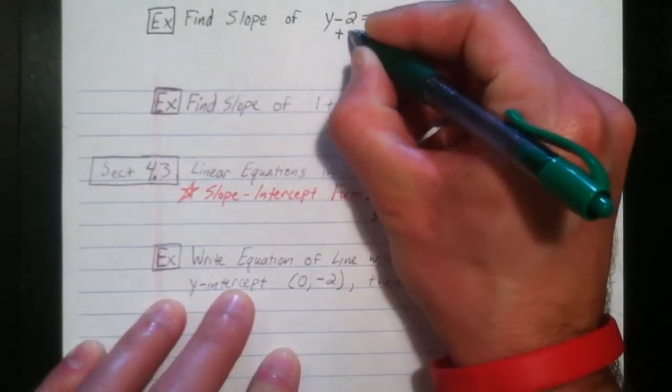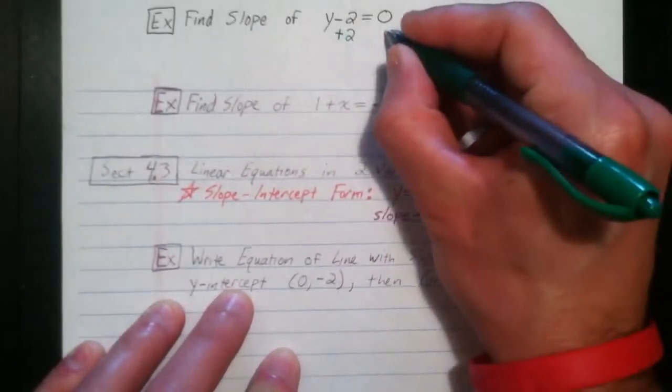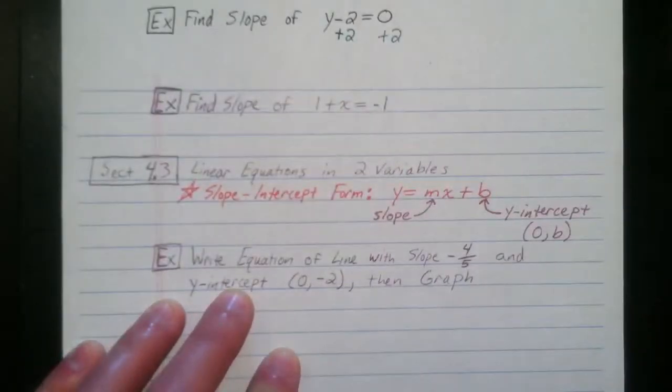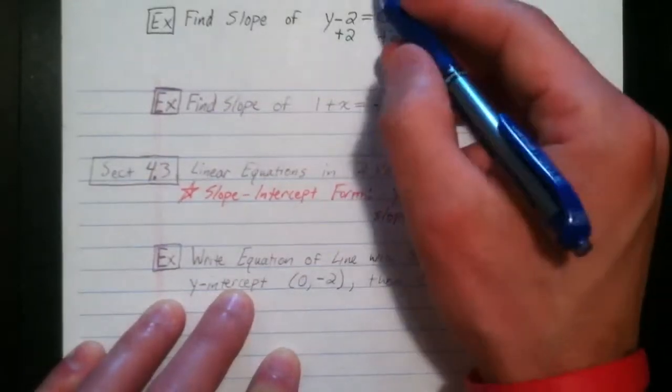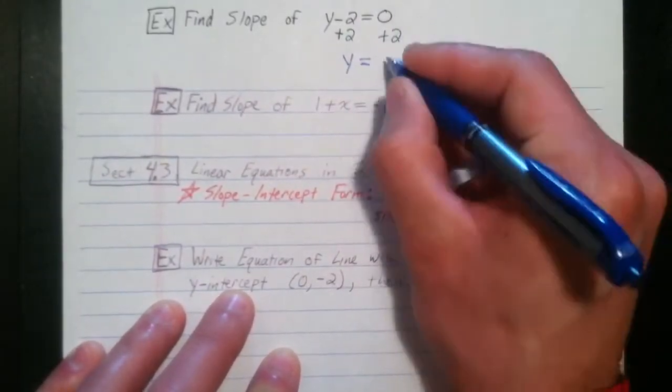We'd need to move this 2 to get rid of that. We'd have to add a 2 to both sides. The 2's will cancel out, leaving us just the y. 0 plus 2 gives you 2.